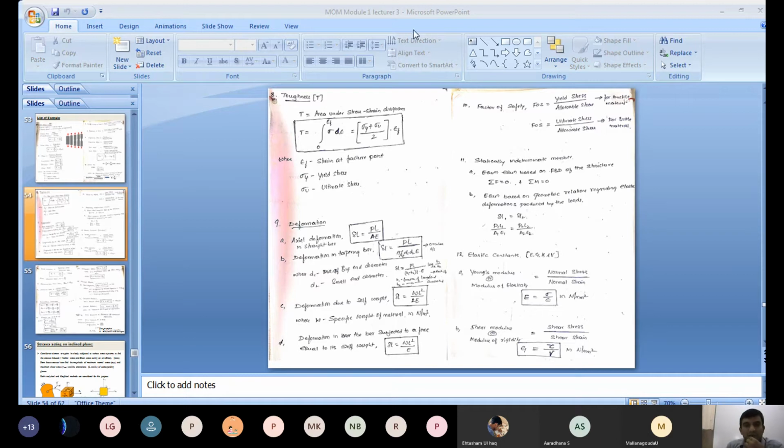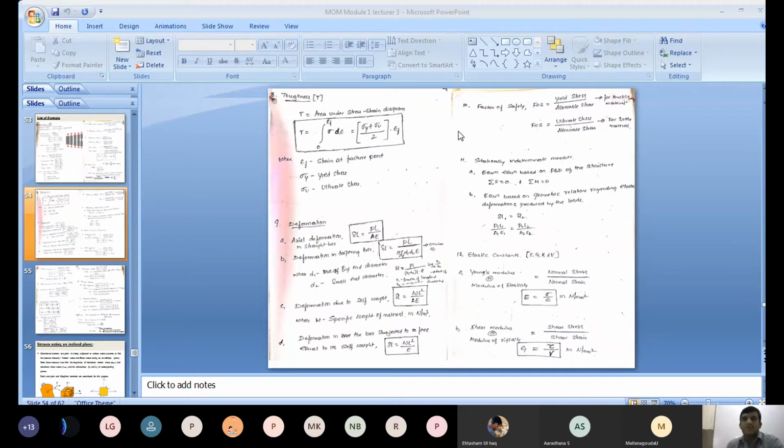In the previous slide we discussed factor of safety, right? What is the factor of safety? It is the ratio of failure stress to allowable stress. Failure stress for ductile material is considered as yield stress. For brittle material it is considered as ultimate stress. This is a formula you should remember for factor of safety for ductile and brittle material.